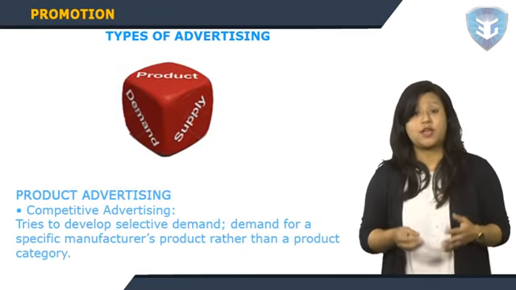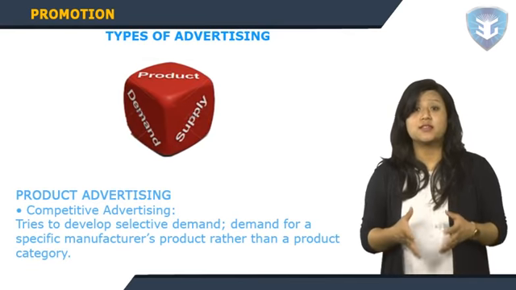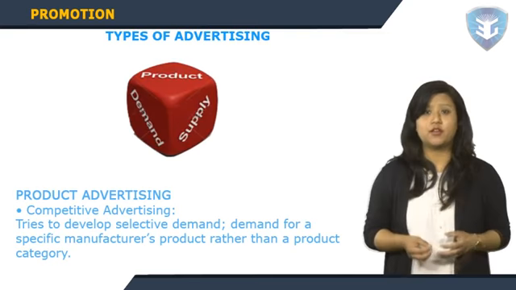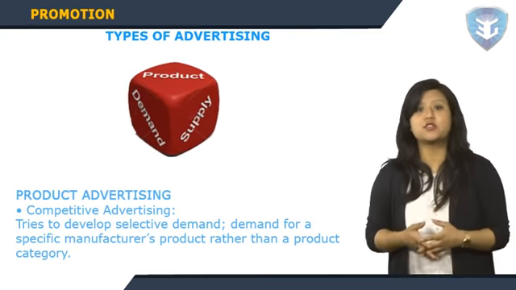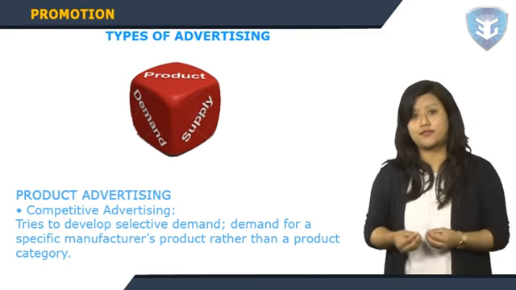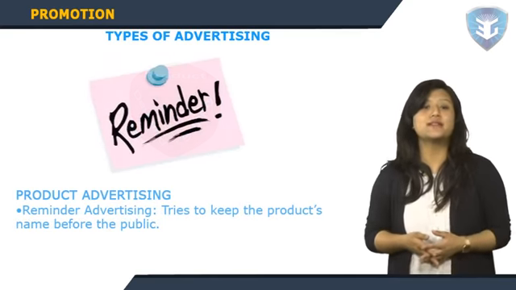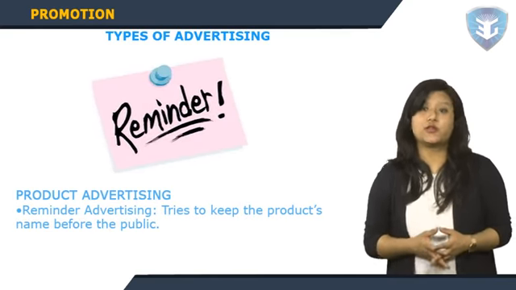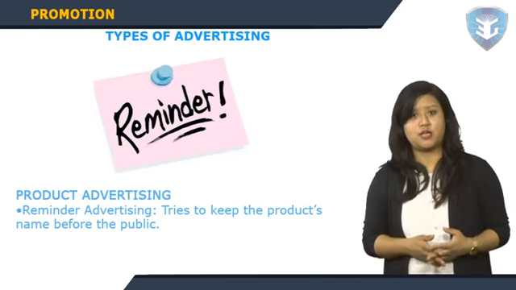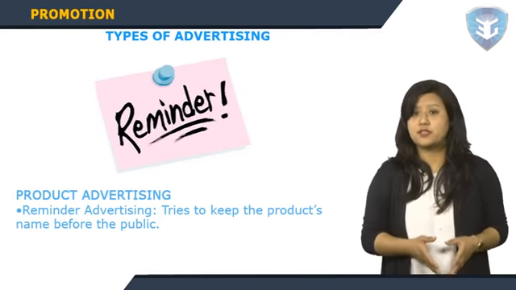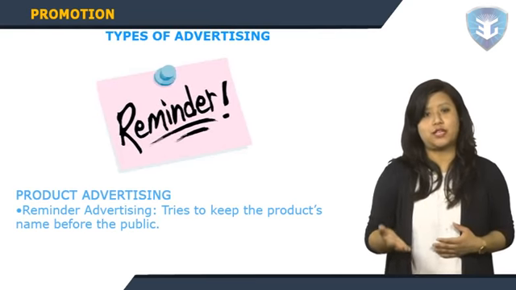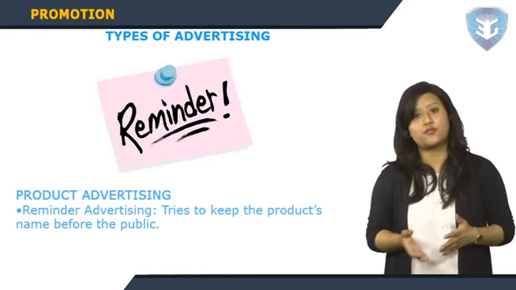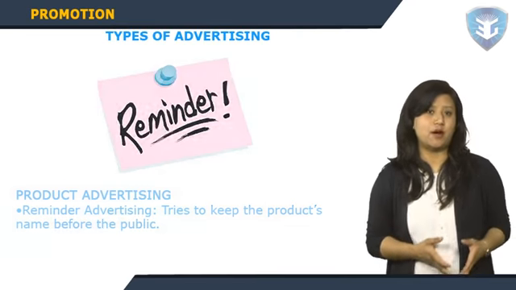Competitive advertising. It tries to develop selective demand for a specific manufacturer's product rather than a product category. Innovating company is usually forced into competitive advertising as the product life cycle moves along. Reminder advertising. It tries to keep the product's name before the public. It is useful when the product has achieved market domination. Here the advertiser may use soft sell ads that just mention or show the name as a reminder. Reminder advertising may be thought of as a maintenance for a product with the leadership position in the market.